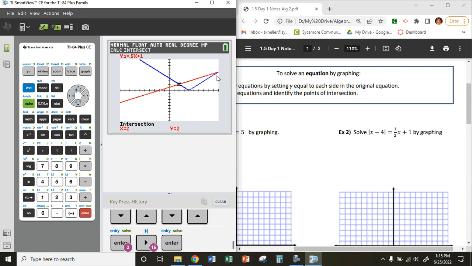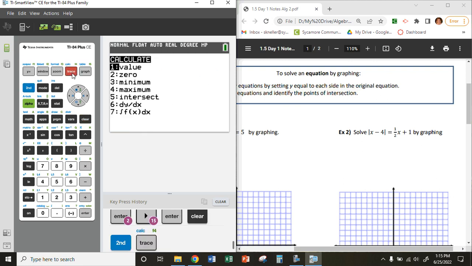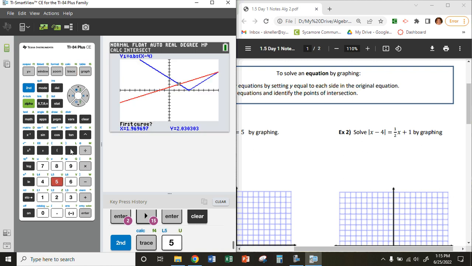But there's another location where these graphs are crossing. It's right on the edge of our screen there. So we're going to repeat this process and find that intersection so we can find the other solution to this equation. So again, second calc, option 5. Now we can arrow onto the blue line, and you can keep hitting the right arrow so that you go all the way over. You can get a little bit closer to that intersection and hit enter for your first curve. There, when it says second curve, the cursor automatically hops to the red line. So you can hit enter.